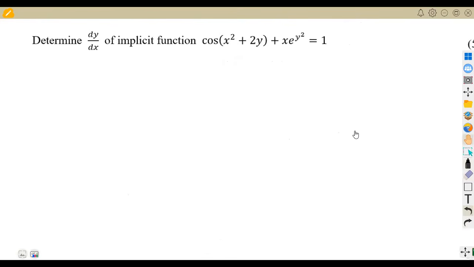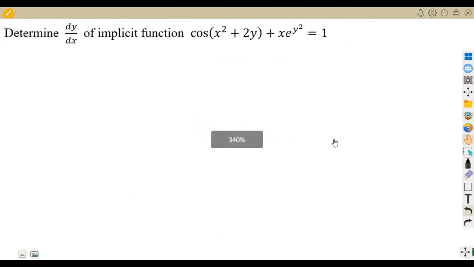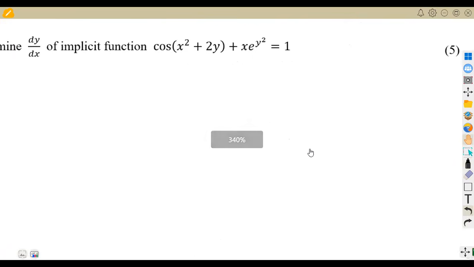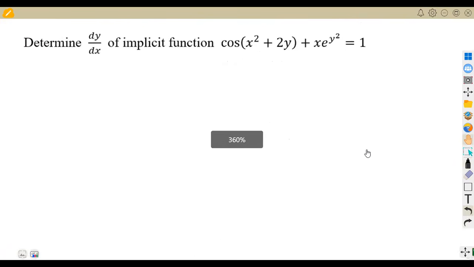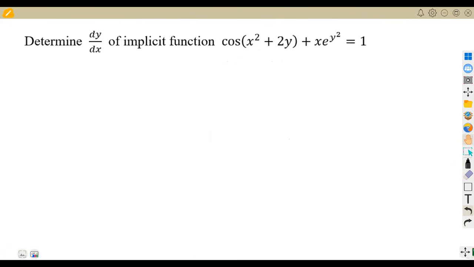Now we are given to determine dy/dx from our implicit function. That was 5 marks. All right, so this is 5 marks that we have here. Let us see what we are supposed to do in this case. Remember, we are supposed to consider each term, finding the derivative of y with respect to x. So in this case, we are to start with this part here. What does it mean actually?